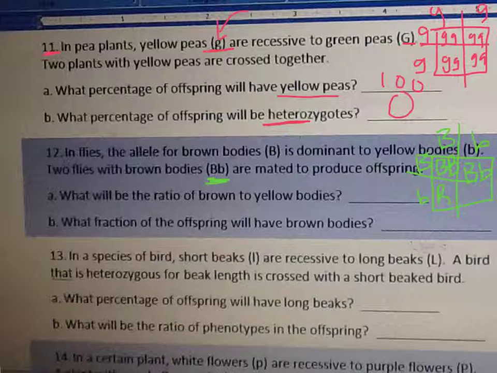Okay, if you can't go as fast as I'm going, that's okay. Take your time, please, when you're doing this on your own.